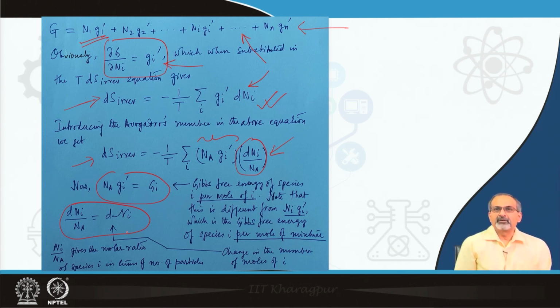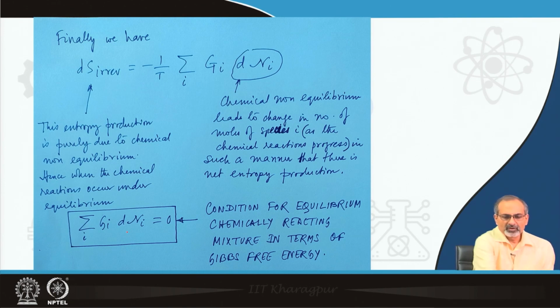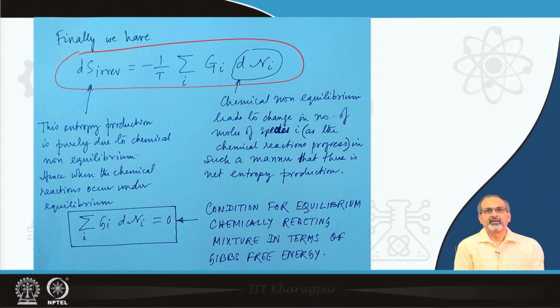You have to be a little comfortable handling these different forms, which will come with a little bit of practice, but I am sure you will become quite at home with it once you have gone through this material and have practiced a little bit. Finally, if we put all that together, it simplifies to a form like this. So, ds irreversible is minus 1 by T times the summation of G_i times dN_i, N_i in script form or italic form.